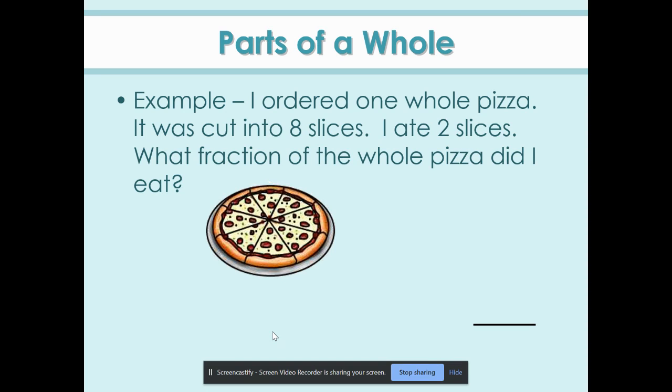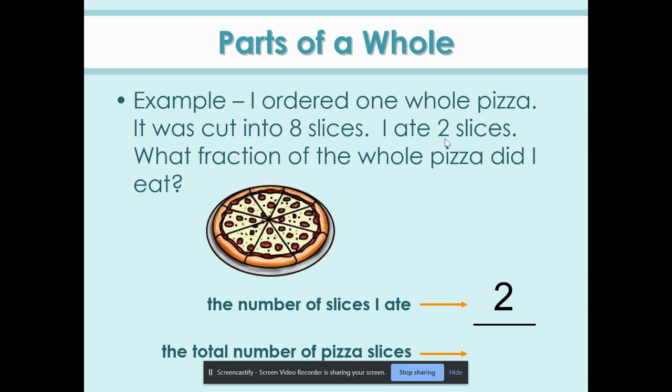I ordered 1 whole pizza. It was cut into 8 slices. I ate 2 slices. What fraction of the whole pizza did I eat? The first thing I start with is the number of slices that I ate, and our story problem says I ate 2 slices. Our denominator, remember, is the number of total slices, and they tell us here that they cut it into 8 slices. So I ate 2/8 of that pizza.